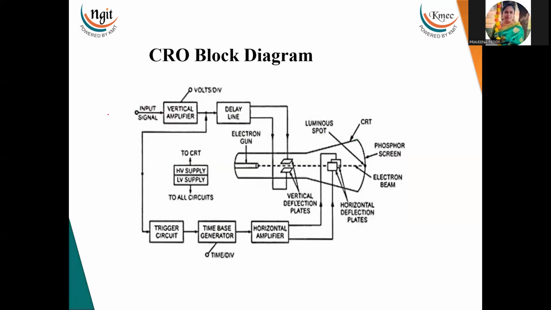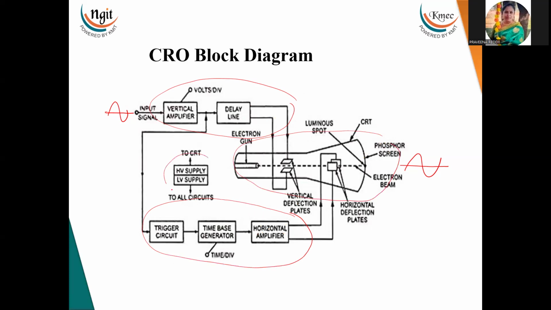Here we apply the measuring signal, and that will be displayed on this screen, and we can measure the voltage or time period. So for that, this signal should pass through the vertical section, and again it should synchronize with the horizontal section, and that should be displayed on the CRT tube. So now one more section is there, power supply. Different types of power supplies we are using to apply to all these blocks. So this is the block diagram.